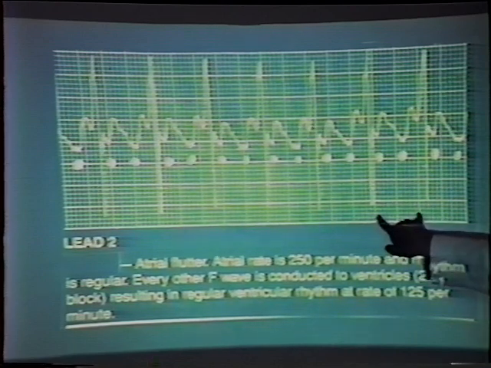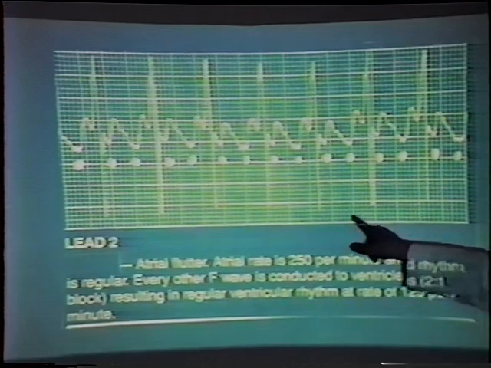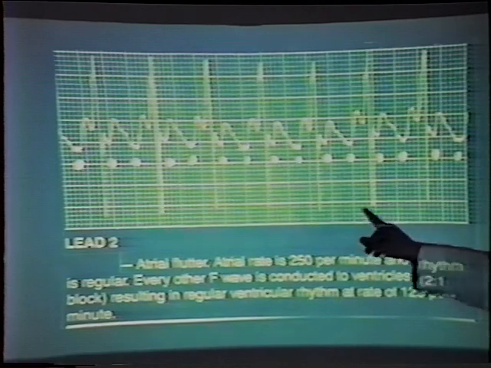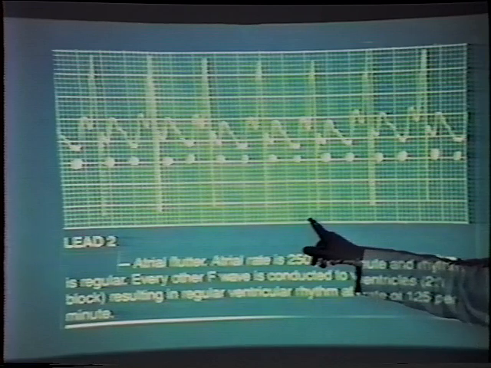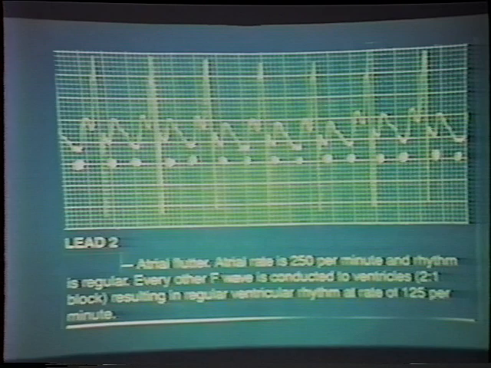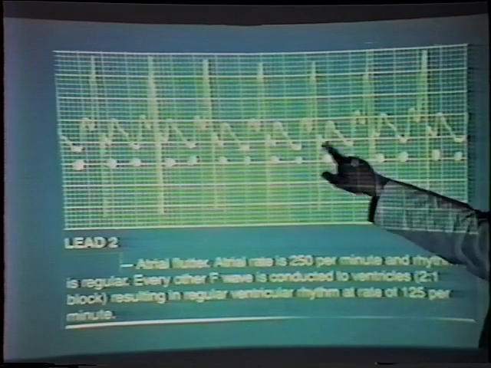Two big blocks, it'd be going 150. Three big blocks, 100. Four big blocks, 75. Five big blocks, 60. Six big blocks, 50. So you can eyeball your rate. You don't have an exact rate. But in general, when you have your flutter waves, it'll be one big block between them, a rate of about 300.